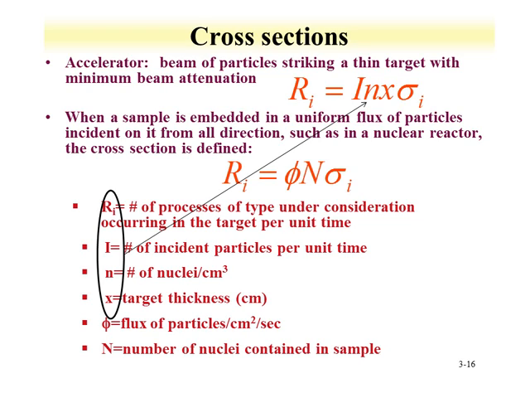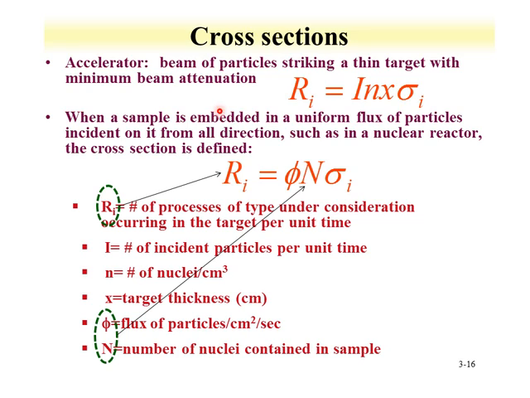If I give you an incident particle flux per unit time, that's usually a current, so that's particles per second, you can get the formation rate per second of the products from that reaction. For a target in a neutron flux or in a reactor, the equation is a little different. The rate is the same. We're looking at some process per unit time, so particles formed or atoms formed, nuclei formed per second.